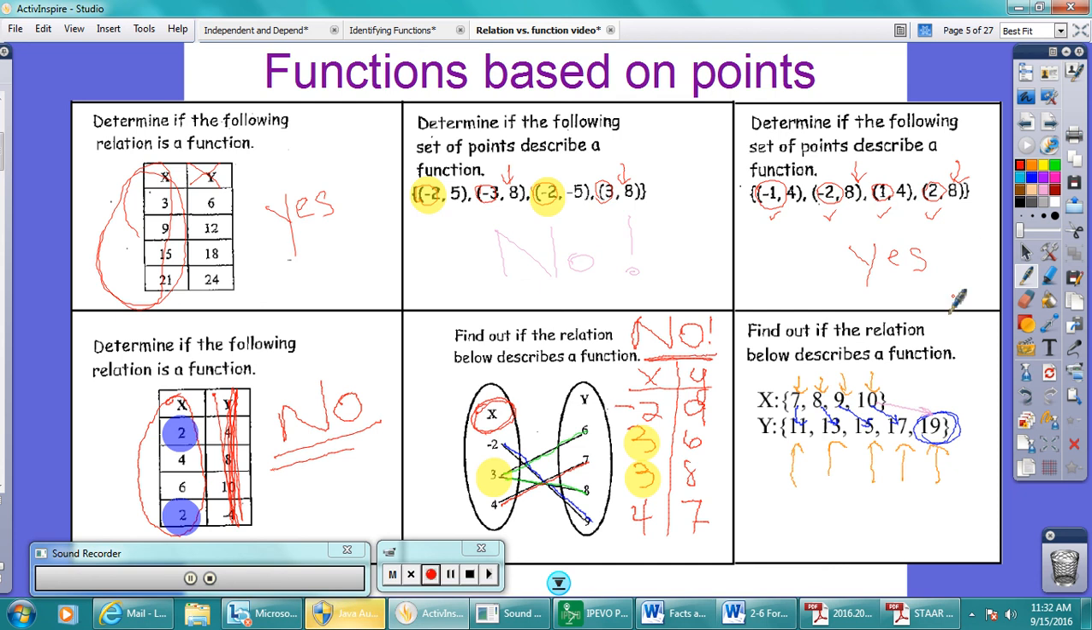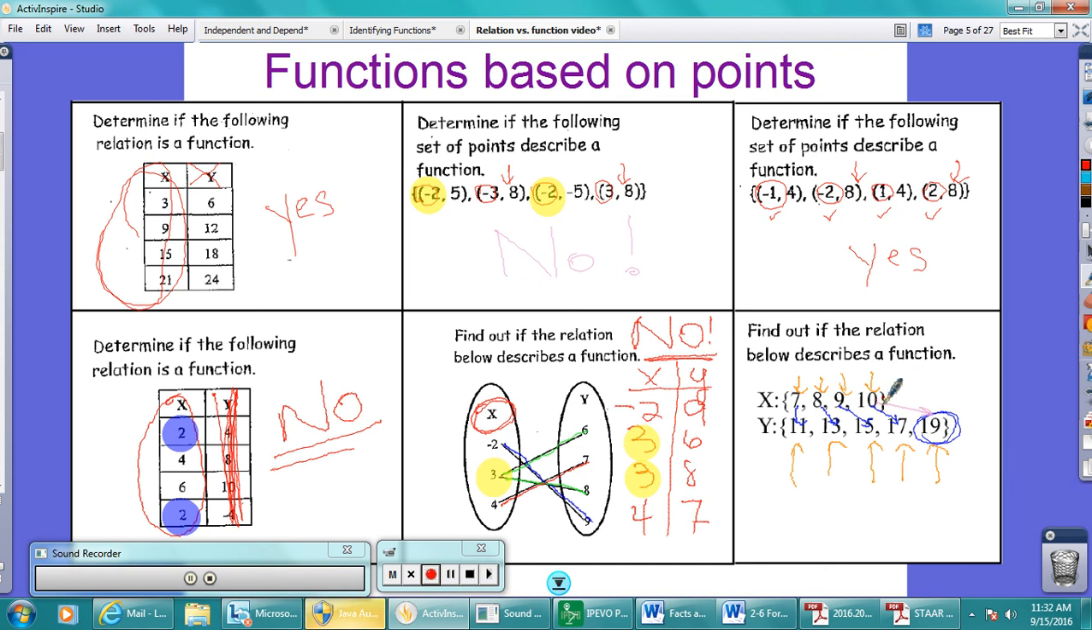So what's that mean? That means that the 10 is going to the 19 and the 10 is going to the 17. And like I said, it doesn't matter what you map it with. All I know is there's only 4 x's, but there's 5 y's. So that means that one of these is going to have to repeat. So this is a big fat no. It breaks the x's don't repeat rule.